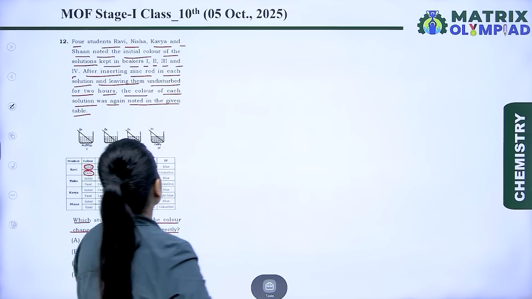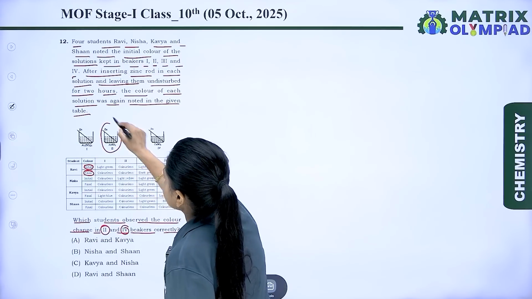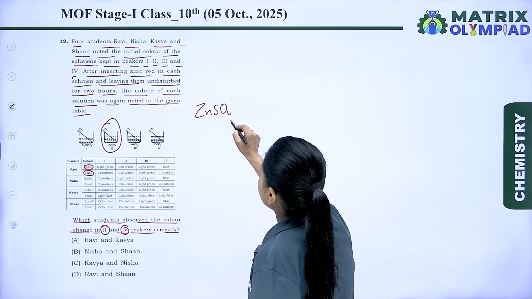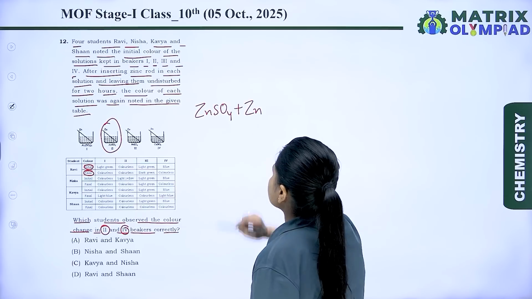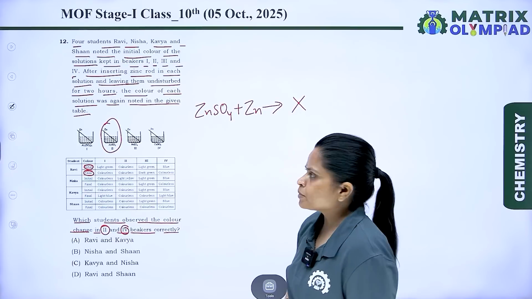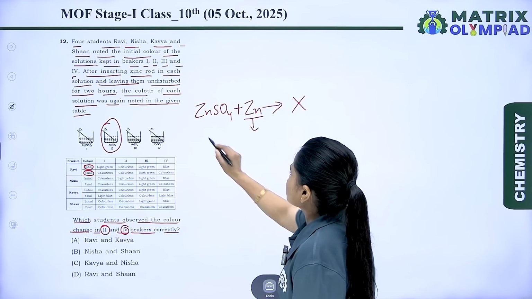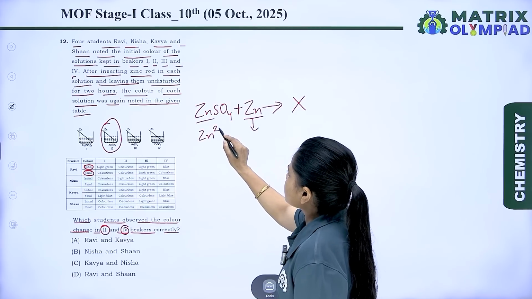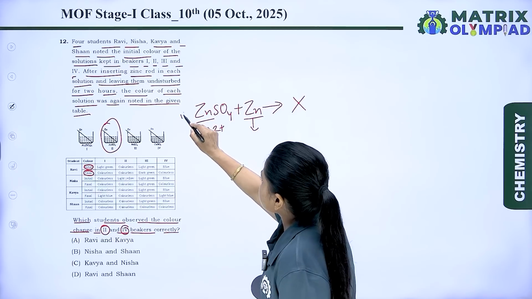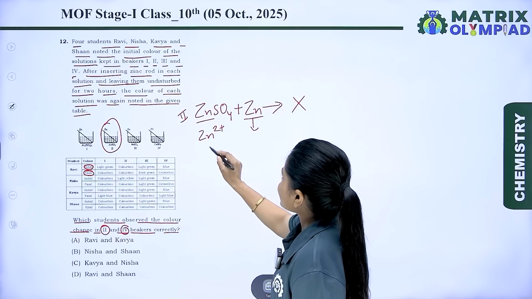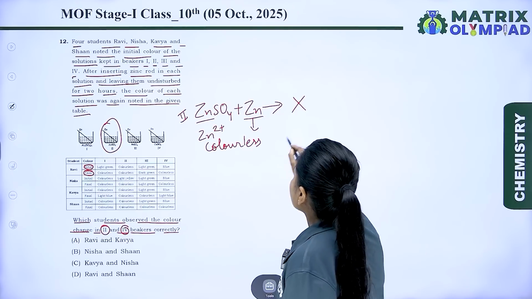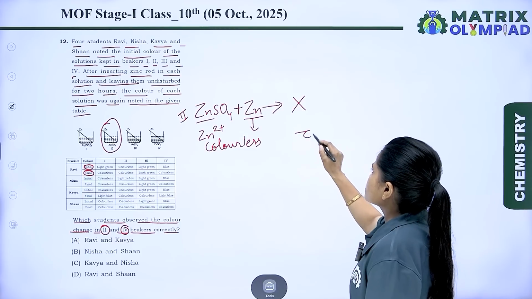Let's discuss what about the beaker 2. In this beaker, zinc sulfate and zinc metal are reacted, then there is no reaction because the metal is the same as present in the metal salt solution, and this is for beaker 2. And as we know, the solution of zinc sulfate is colorless, and as there is no reaction, the final color remains colorless.